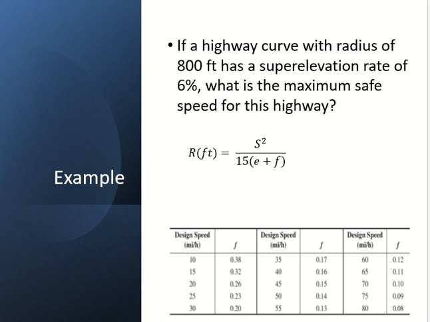Clear? So you have to do trial and error here. You have to assume a value of f and see what answer you are getting, and that answer should match with the value of speed from the table according to your assumption.